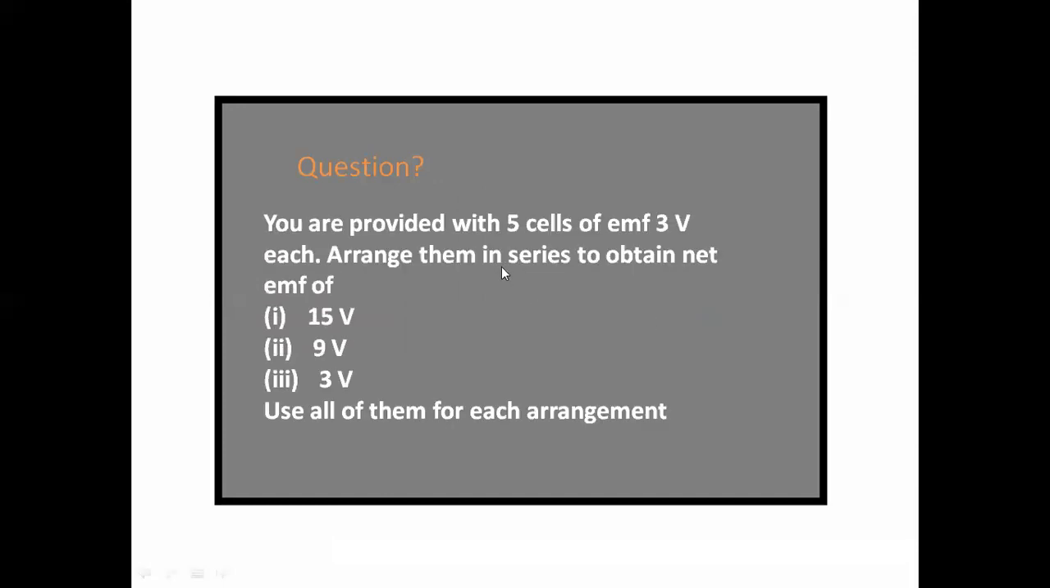Now there is another question. You are provided with 5 cells of EMF 3 volt each. Arrange them in series to obtain a net EMF of 15 volt, 9 volt and 3 volt. First part, 15 volt, and there are how many cells? 5 cells, and all of them are to be used. This is the condition, that is, all 5 are to be used. So 3 fives are 15. It means you can simply connect 5 cells in series to get the EMF of 15 volt.